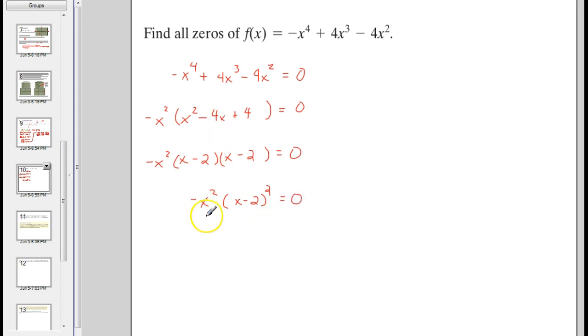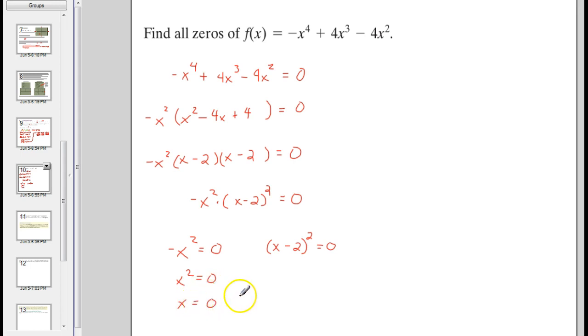Alright, so what are our zeros? I set each of these factors equal to 0. So negative x squared equals 0, and then x minus 2 squared is equal to 0. So if I take this negative and divide both sides by negative 1, I just get x squared equals 0. And then take the square root of both sides, I would get technically x equals plus and minus 0, but 0 doesn't have a sign.